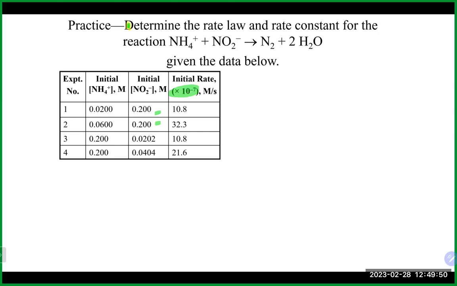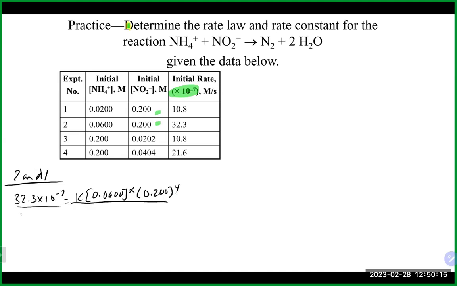So let's see here. We're going to do number 2 and number 1. I guess 1 and 2 is the other way people usually say that. So we're going to go number 2 up on top, which would be 32.3 times 10 to the minus 7 is equal to K times our 0.06 to the X and our 0.2 to the Y. That is going to be divided by 10.8 times 10 to the minus 7, K, 0.02 to the X and 0.2 to the Y.